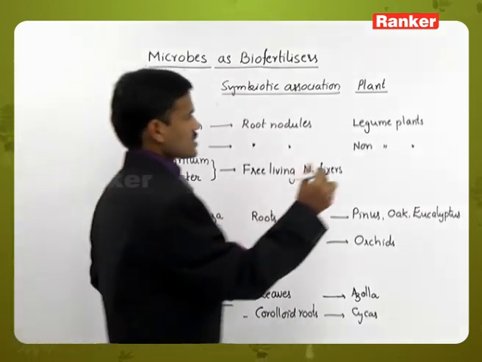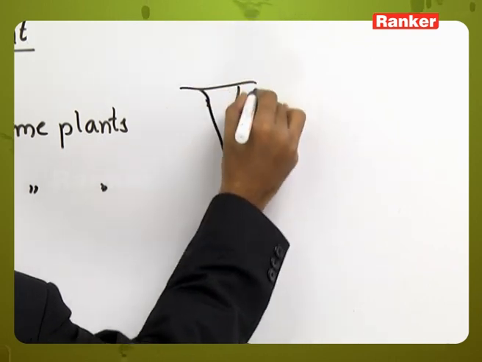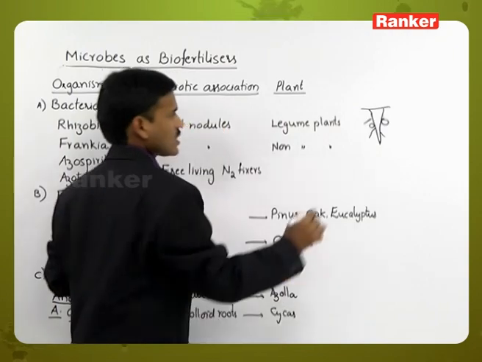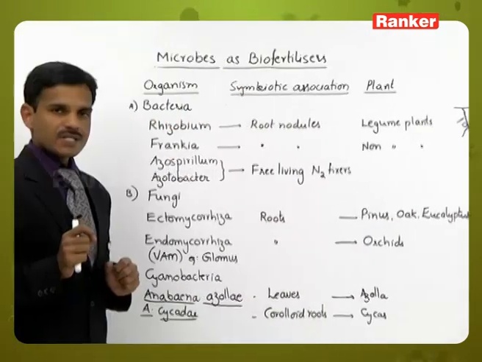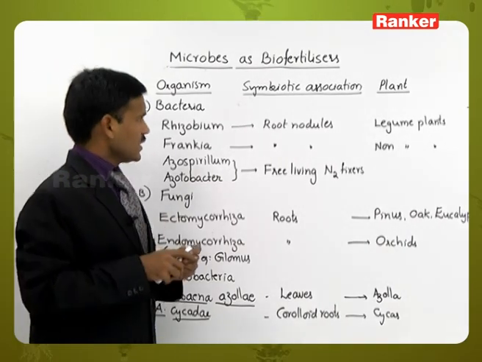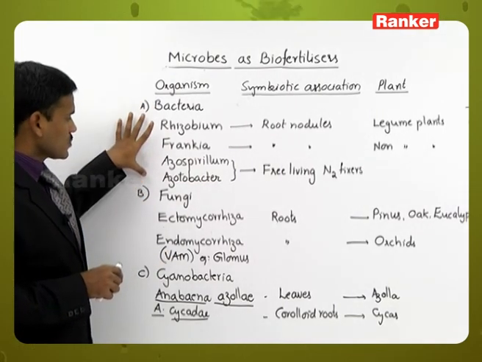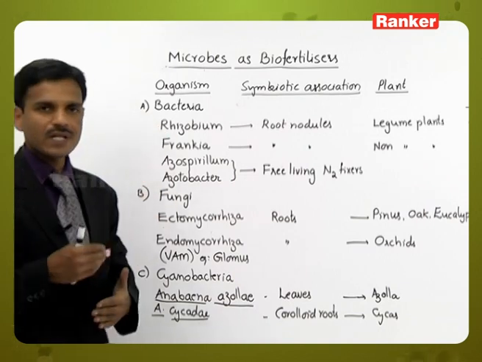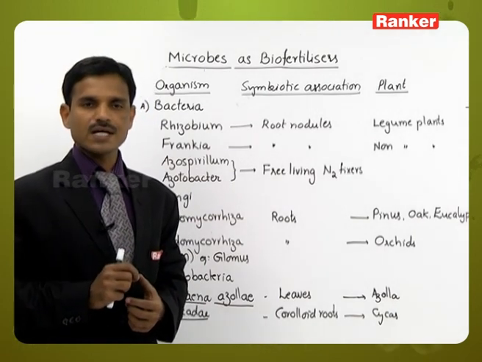These root nodules are containing the Rhizobium bacteria. In symbiotic association, they are fixing the nitrogen. Only unicellular prokaryotes are fixing the nitrogen. Why are they fixing the nitrogen? They contain one special enzyme, that is nitrogenase enzyme.